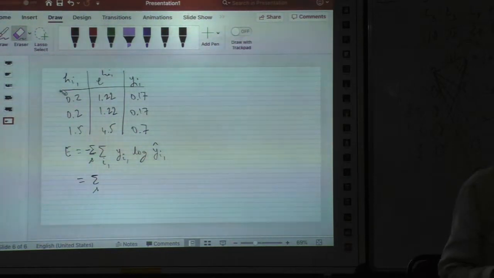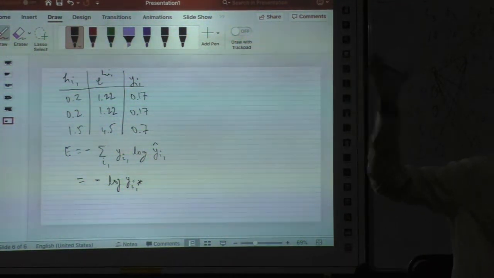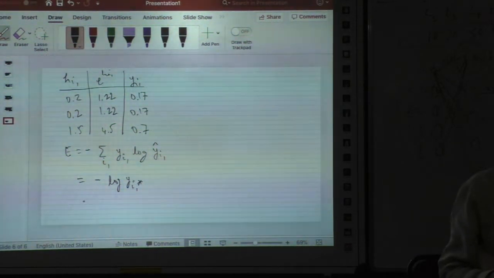Let us not consider S for the time being because we will add it later. So over all i1, only one i1 is true. Let us call that i1 star. So it is simply log of y_i1 star, which is the winner bulb, the desired one which should be on. Very simple function. So this is what is used for classification.